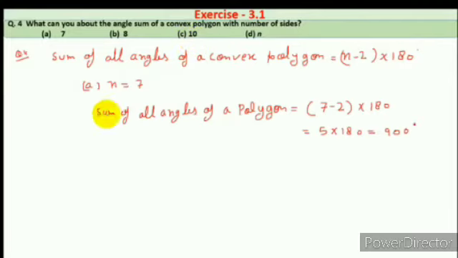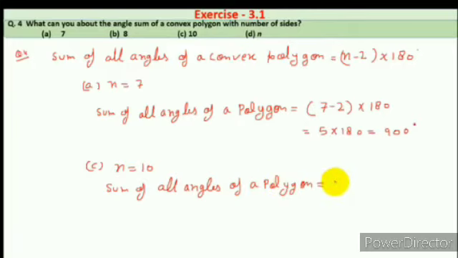I'll do C now. How many sides? The C polygon has 10 sides. That is n equals 10. For each question you should write the formula. Sum of all angles of a polygon is equal to 10 minus 2 into 180 degrees, because n is 10 here. 10 minus 2 is 8. First we should simplify inside the bracket, no? So 10 minus 2 is 8 into 180 degrees. If we multiply, we will get 1440 degrees.